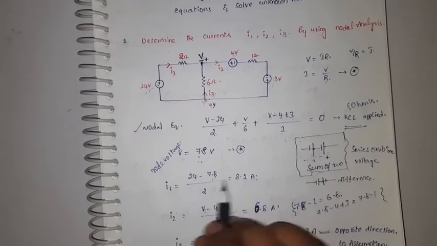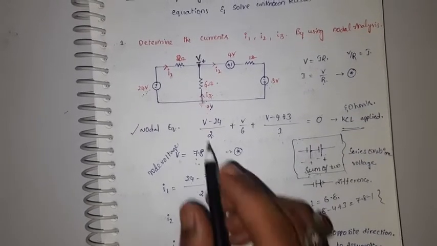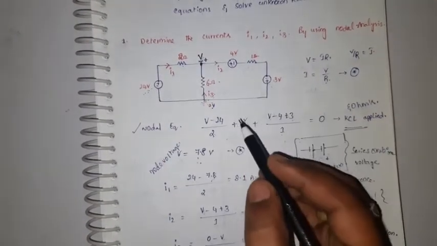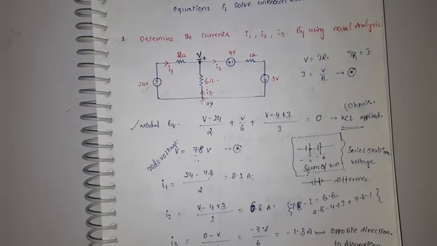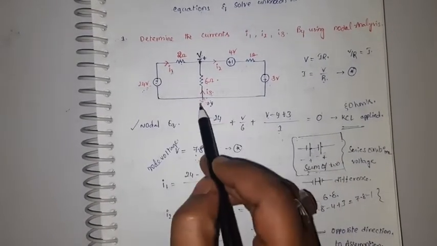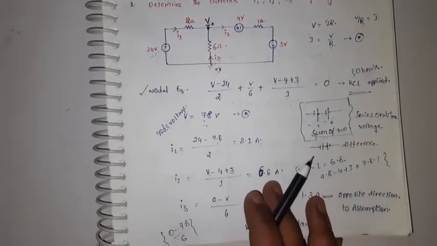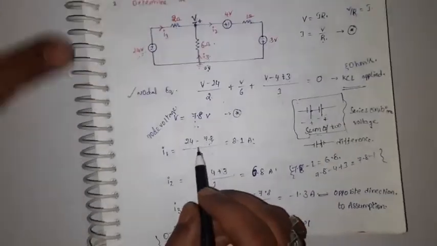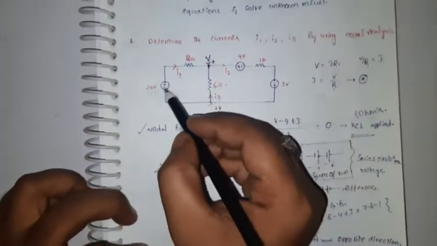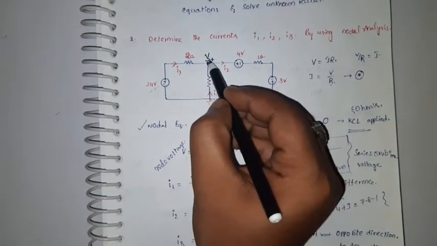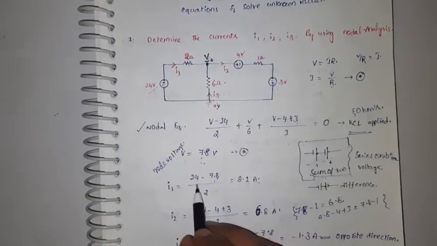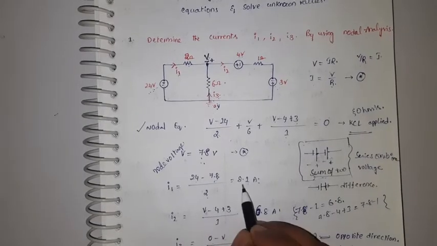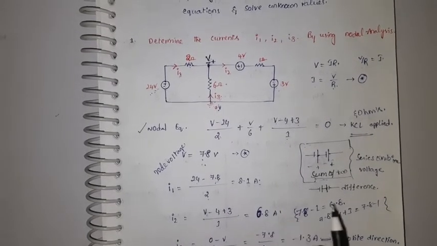So what are all the currents? Let us find out. We got the value of V, and we must find the currents of these branches, I1, I2 and I3. I1 is the current through this branch: (24 volt minus V) by 2, that is (24 minus 7.8) by 2, which is equal to 8.1 ampere.